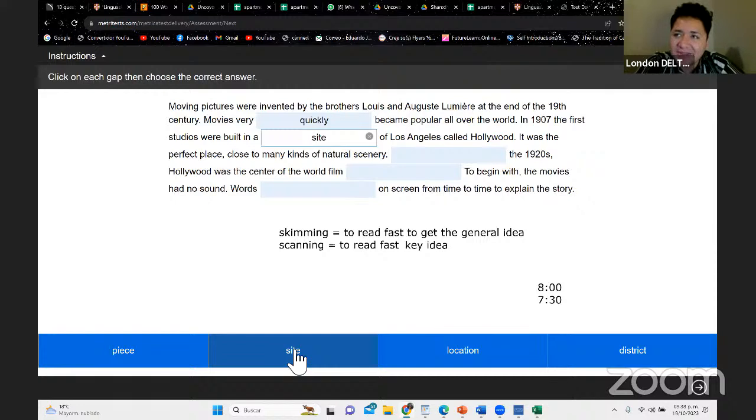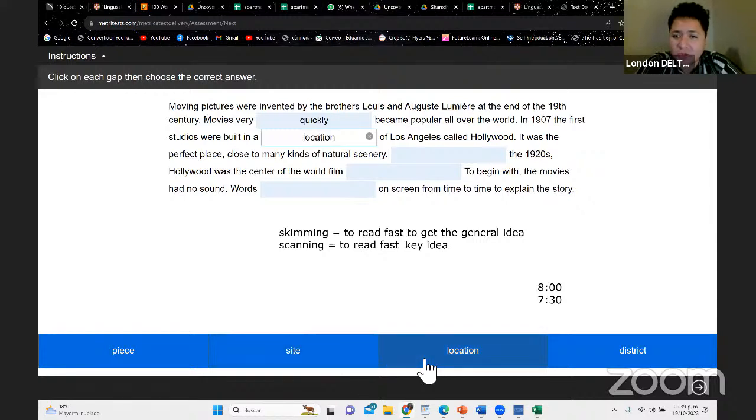The problem is that site is not used for cities, it's used for smaller things, right? For example, in this site of the house, como en esta parte, en este sitio de la casa. In this site of this forest, en esta parte de este bosque. So you use site when it's not determined, como que no se puede determinar dónde acaba y dónde termina. In the case of Hollywood, it's a city, or a town. So cities and towns have their territories, right? So that's why site cannot be the option.